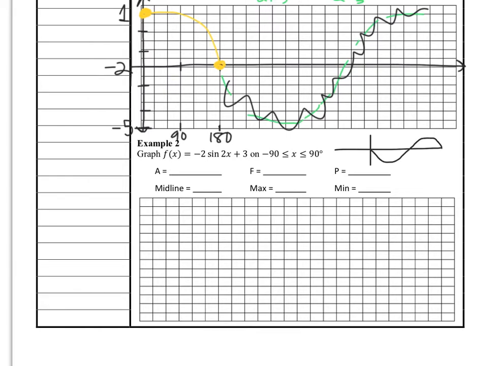Right, so negative sine normally looks like that. And then we're going to fill out our amplitude, frequency, and period. This is all based on degrees, so we've got -2, 2, and 360 divided by 2, which is 180. So I know that out here this is 180 degrees. The midpoint would be 90. The middle of the middle is 45 and 135.